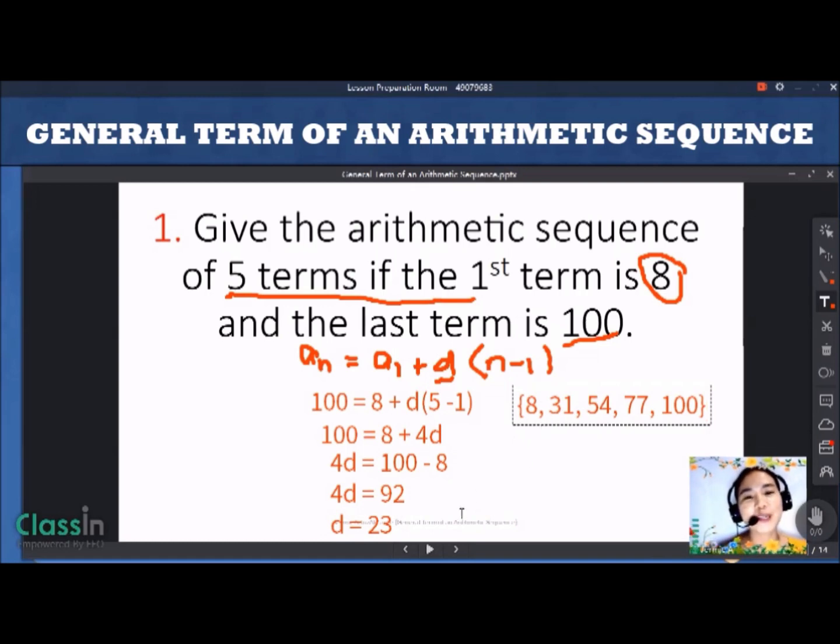You have questions about this? Okay, let's now go to the second example.